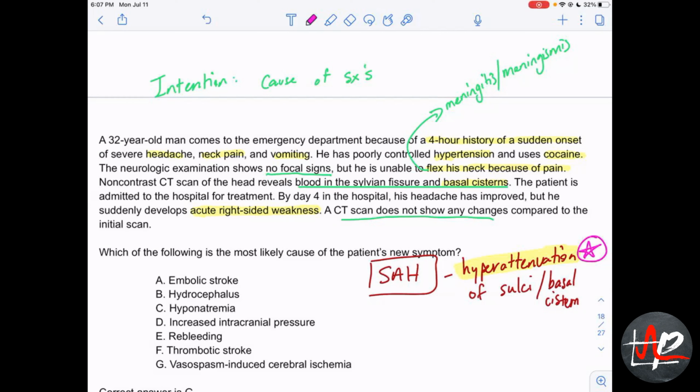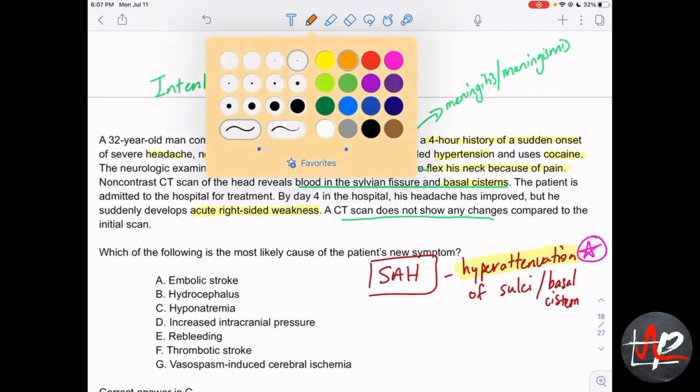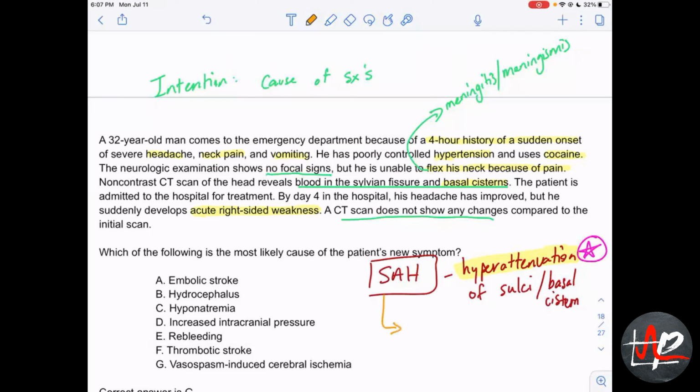So how do you get subarachnoid hemorrhages? Let's talk about the epidemiology. First things first, it's usually either due to a trauma or it's due to a rupture of a berry aneurysm.